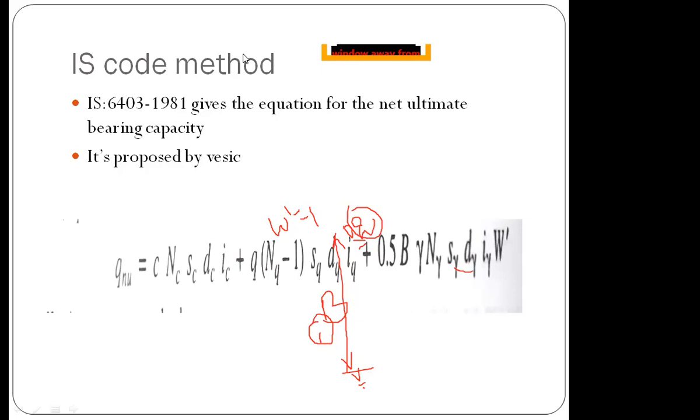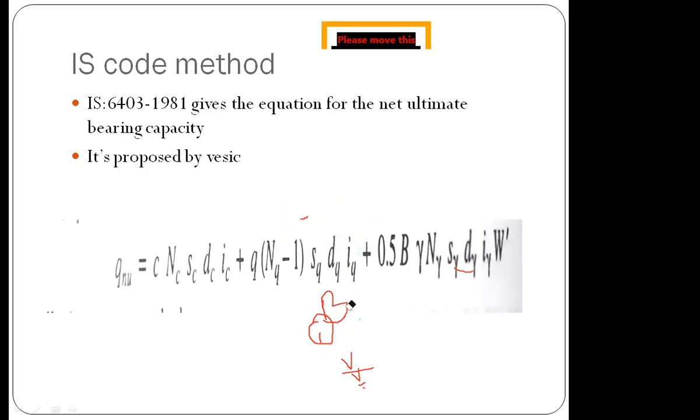So what equation has the IS code given for ultimate bearing capacity? IS 6403 1981 has given the equation for net ultimate bearing capacity, and it is similar to the basic equation. Vesic is also one of the scientists who has given the equation for net ultimate bearing capacity. We'll discuss Vesic's equation also. So the net ultimate bearing capacity given by the IS code is equal to this one.